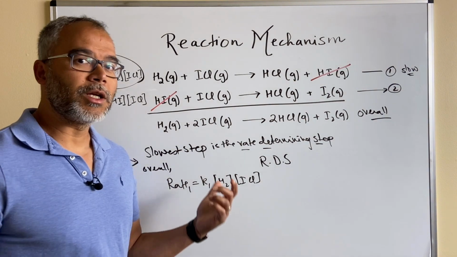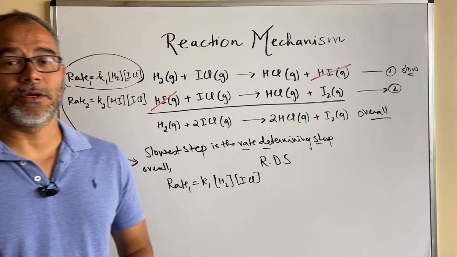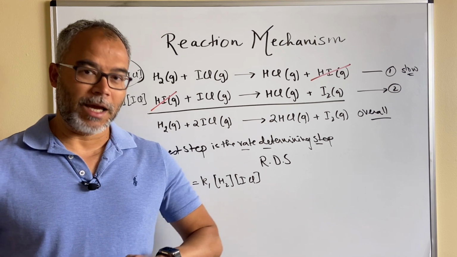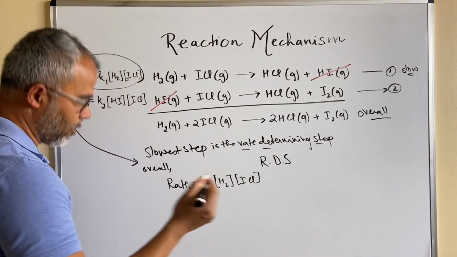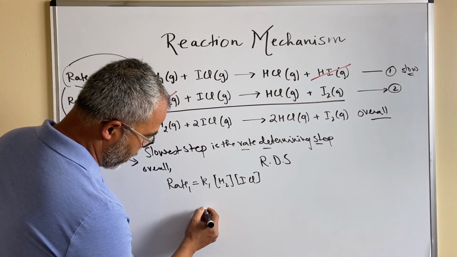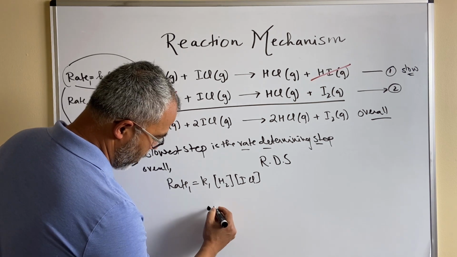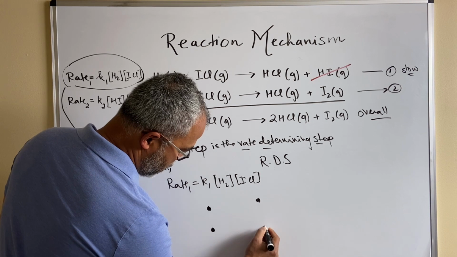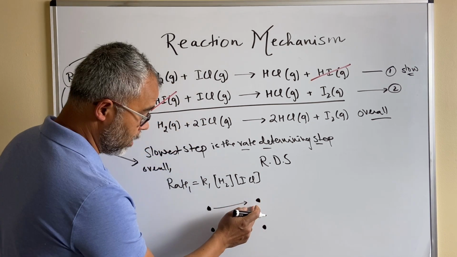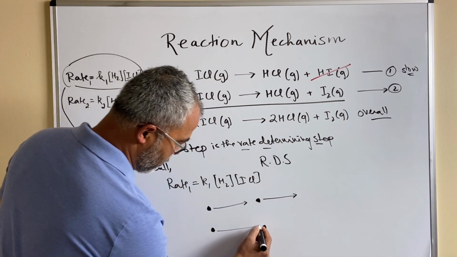Now the question we have to answer is why is the slowest step the rate determining step? An analogy I can think of is a relay race where there are two runners, runner 1 and runner 2. Runner 1 has to run this way to give the baton to runner 2, and then runner 2 continues, and the same thing happens out here.